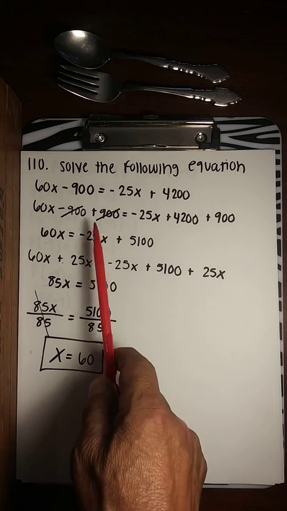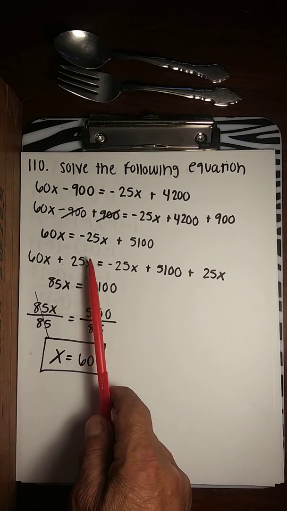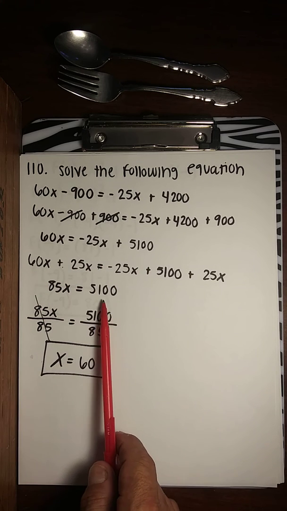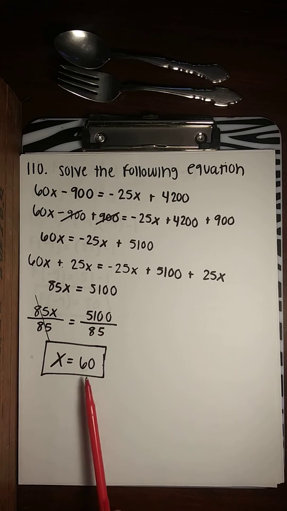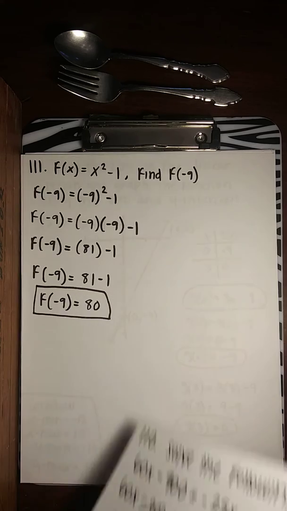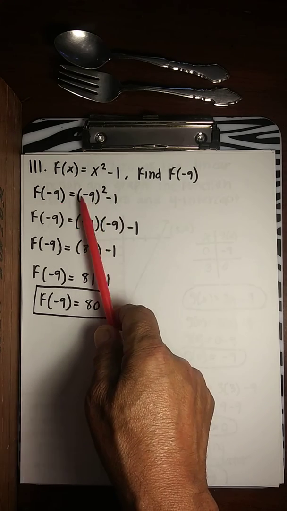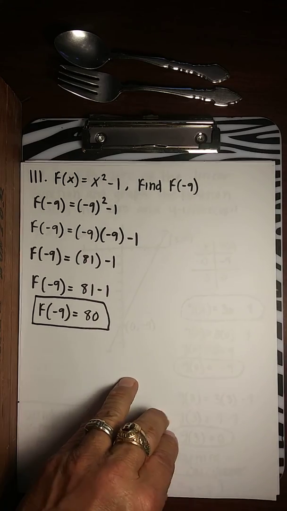Solve this, add 900, add 900. So 60 minus that, add 25x, add 25x is going to be 85x equals 5100, divided by 85, divided by 85, so x is 60. Find f of negative 9, put it in there, negative 9, negative 9 is 81, 81 minus that, 80.